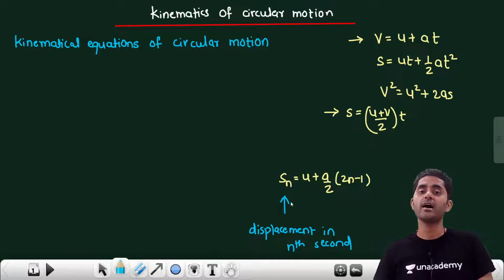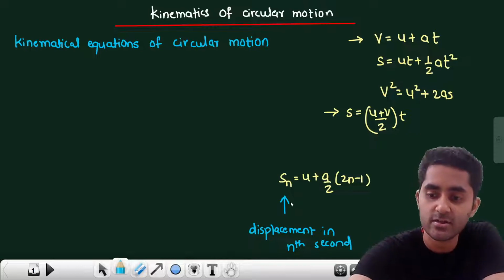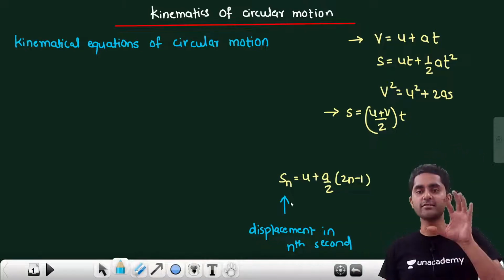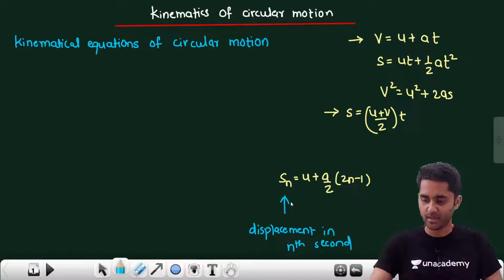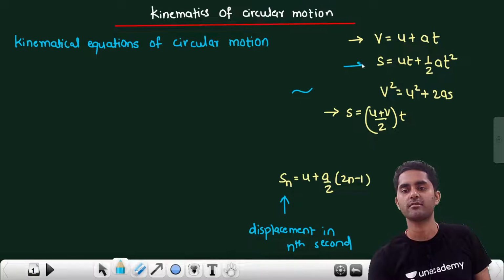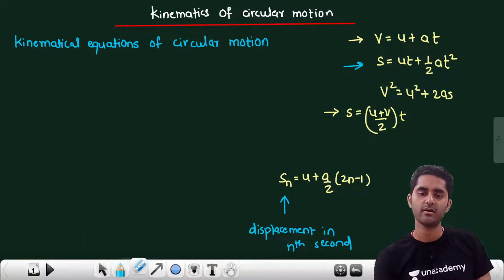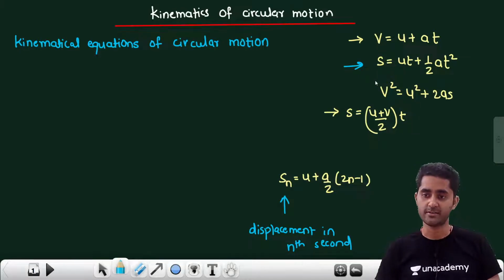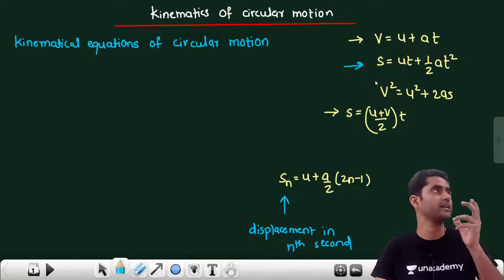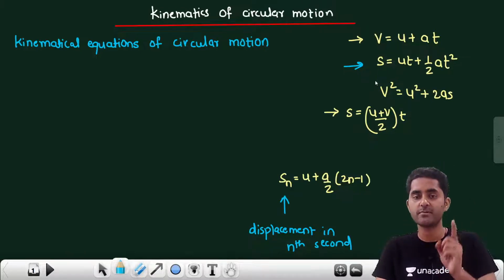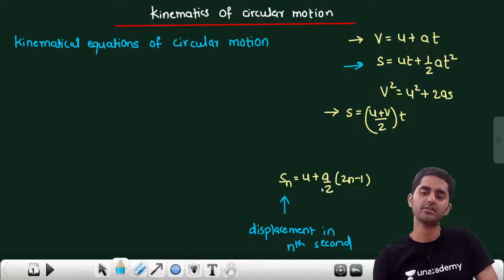If you are asked what is the displacement in 5 seconds, just see the words. That means the person is asking the displacement in all these 5 seconds. Then you have to go for the second equation, put t is equal to 5, and you will get the displacement in 5 seconds. But if it is asked what is the displacement in the 5th second, that means they're talking about displacement from 4 second to 5 second, then you have to use this equation.